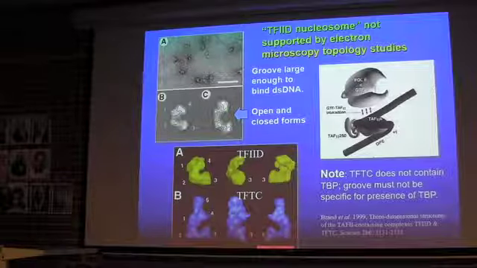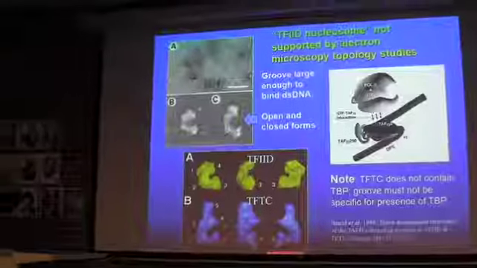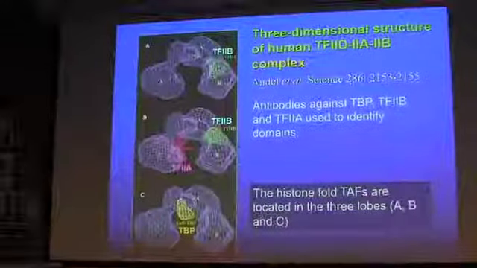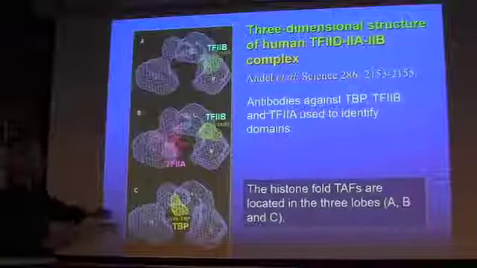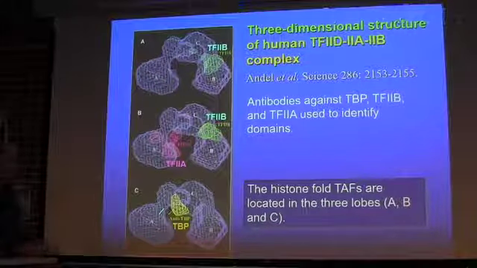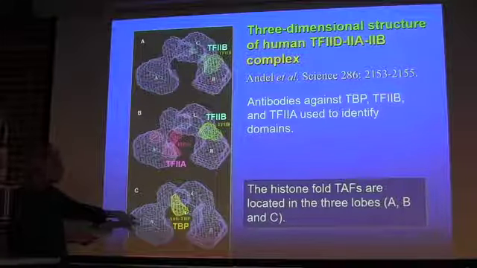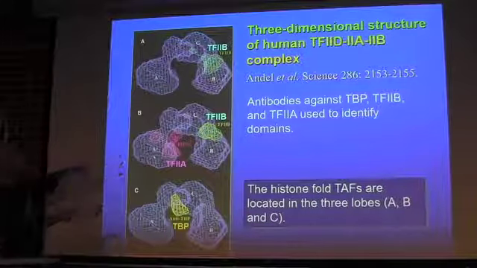There are multiple forms of TF2D. There are multiple configurations or conformations of it. We don't fully understand them at the moment. This is some mapping information where antibodies to TF2A and B were used to determine the spatial arrangement of the basal transcription factors within this TF2D complex. You see TBP in the middle, B on one side, A on the other.